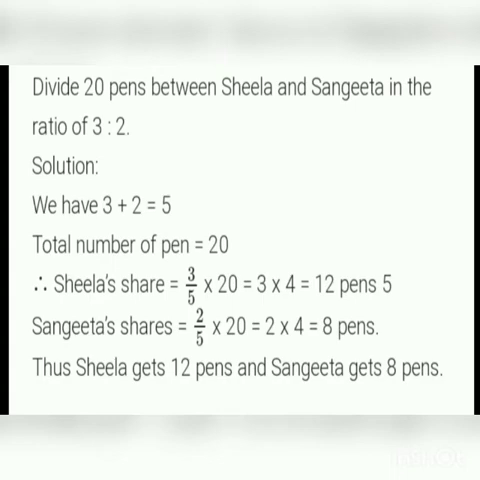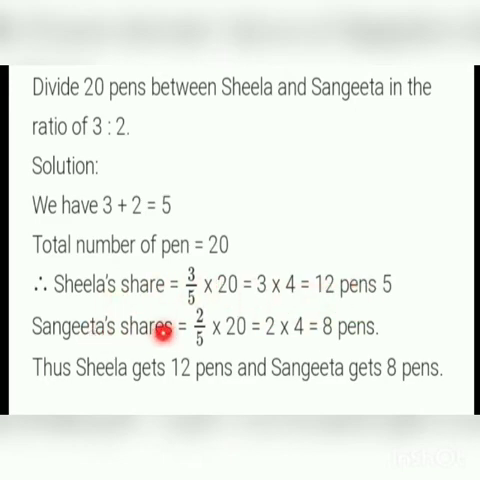So Sheila will be getting 3/5 of the total pence. What is the total pence? 20. So 3/5 into 20. Now solving, 3 into 20 means 60. 60 by 5 is 12. So Sheila will be getting 12 pence.